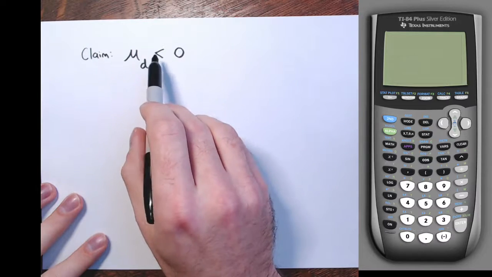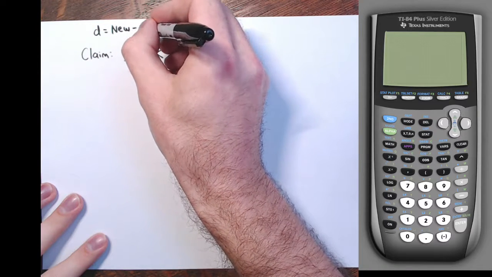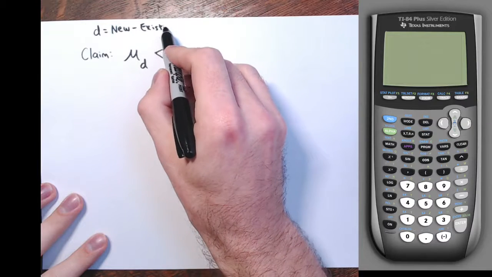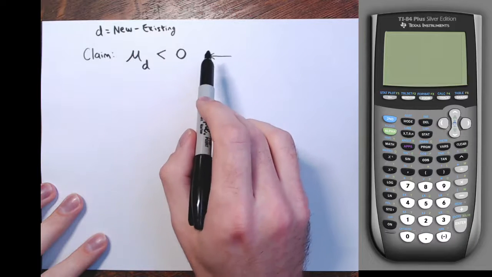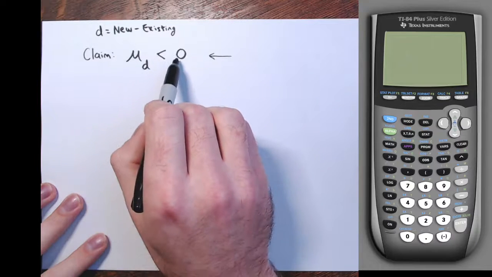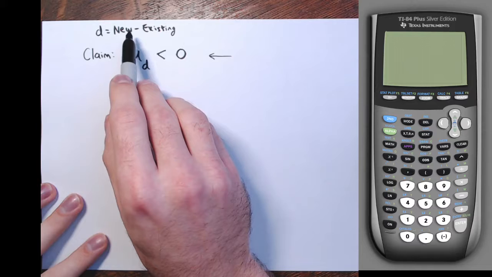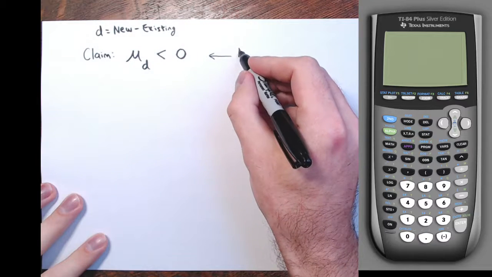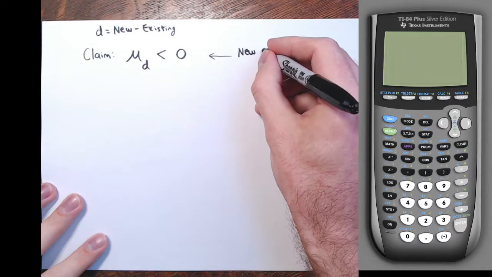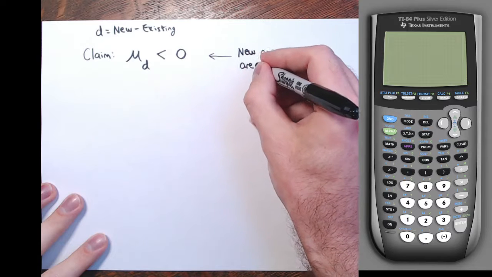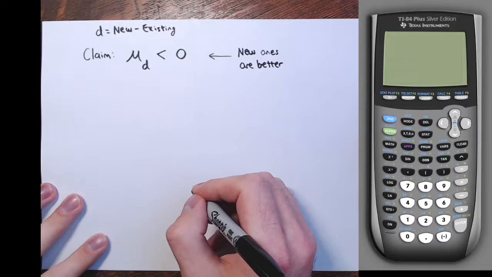If this is less than 0 and my differences were new minus existing, then if this statement is true, it means these differences on average are less than 0. That means the existing distances are larger and the new distances are smaller. So the new ones are better. The new ones get me closer to the target than the existing ones. They get them closer to these targets.